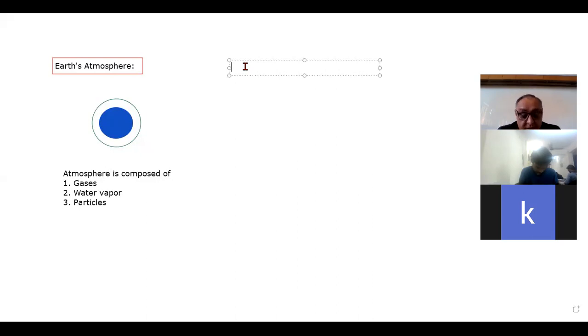But before that, let us discuss one more thing: what is the benefit of the atmosphere? What is the bearing of the atmosphere on our life, on life on this planet? So that is the point which we are going to discuss today.